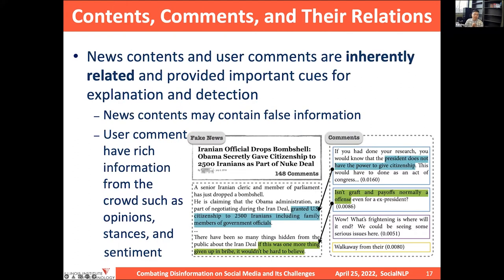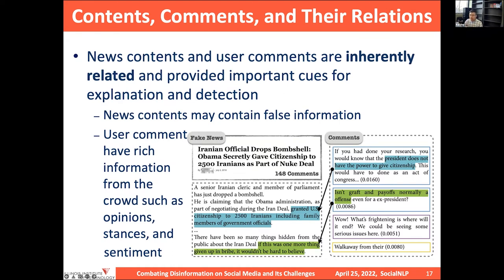Think about a real world scenario: the news contents and the user comments are oftentimes inherently correlated, and they can provide important cues to explain why a piece of news is fake. First, news sentences often contain false claims, and some of them can be real, some of them can be fake. So we want to find those news sentences that are more likely to be fake. And obviously they are more check-worthy for fact checkers.